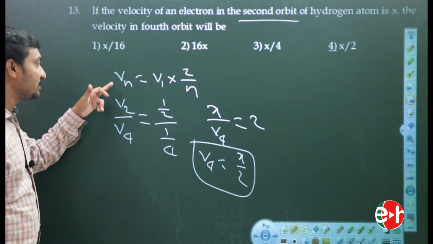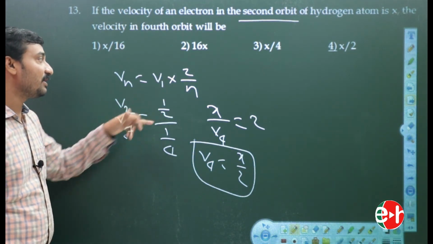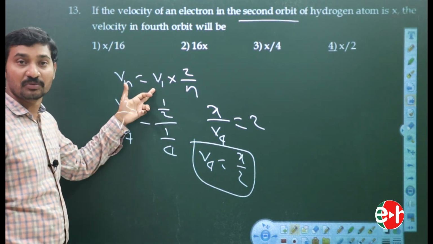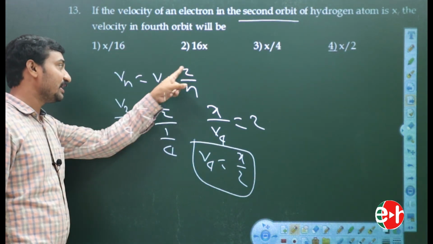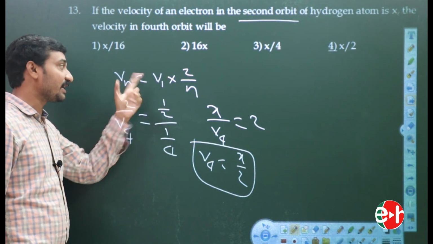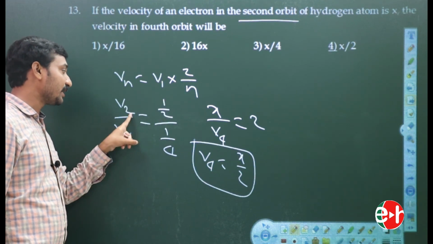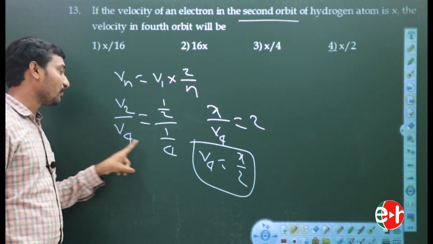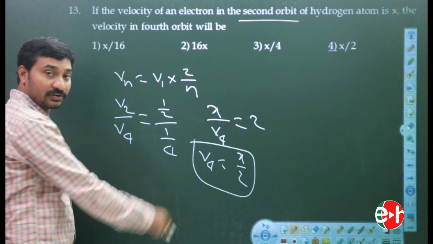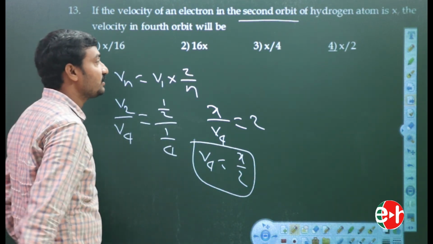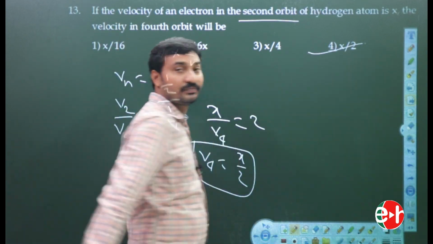Okay, now, this is the general formula. Vn is equal to V1 into Z by n. Here V1 is equal to 2.18 into 10 to the power of 8 centimeter per second. Now take ratio V2 by V4. Z value is the same, V1 is the same, that's why they cancel. So 1 by n, 1 by 2 for second orbit, again 1 by n, 1 by 4 for fourth orbit. So after calculation, V2 value is given as X. Asking what? V4. So V4 is equal to X by 2. Hence the fourth one is the right answer. Okay.